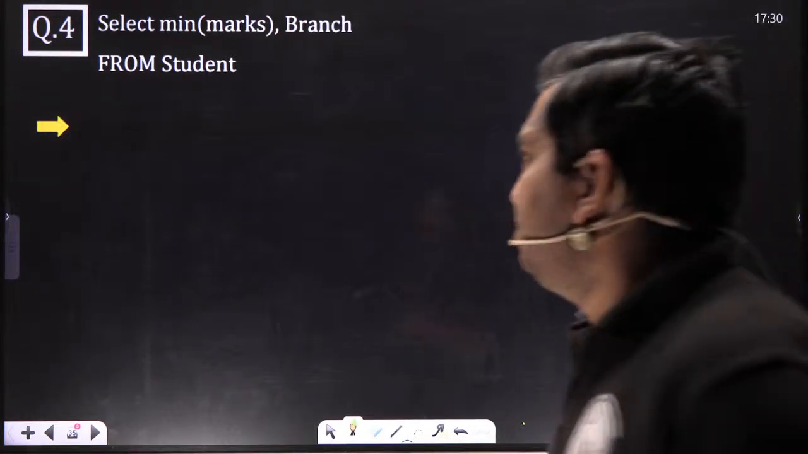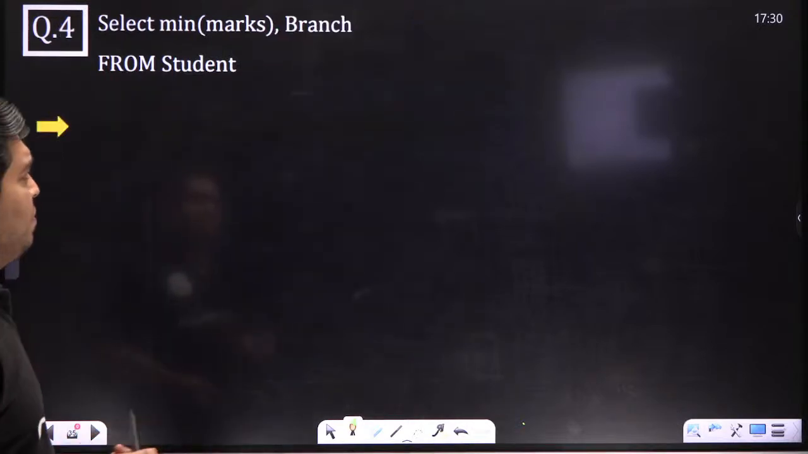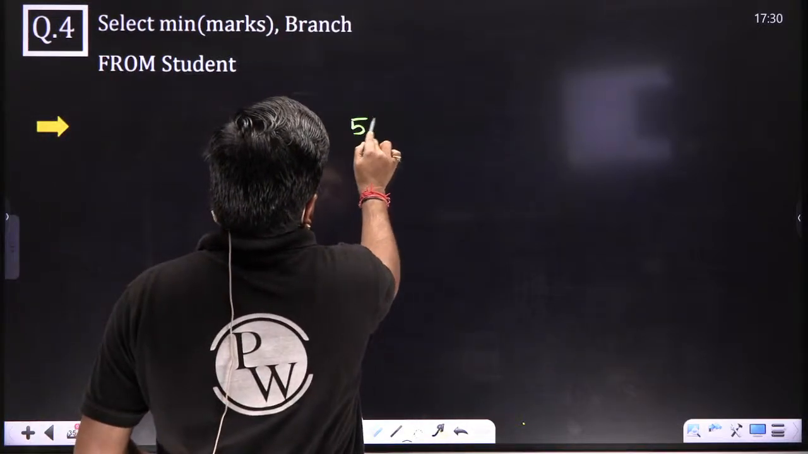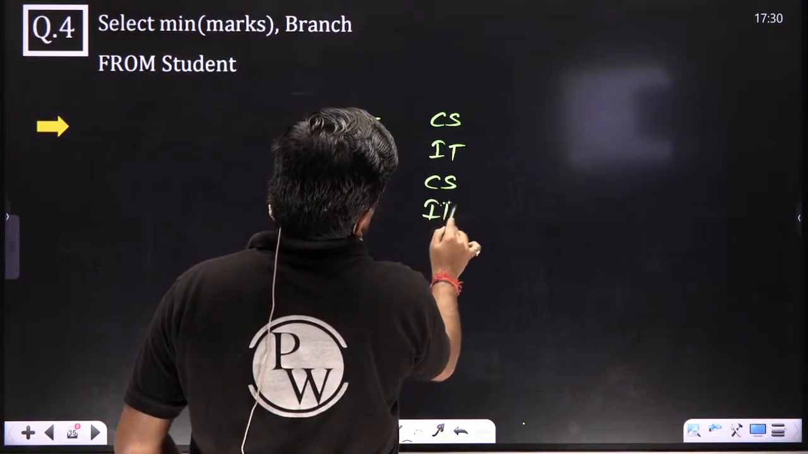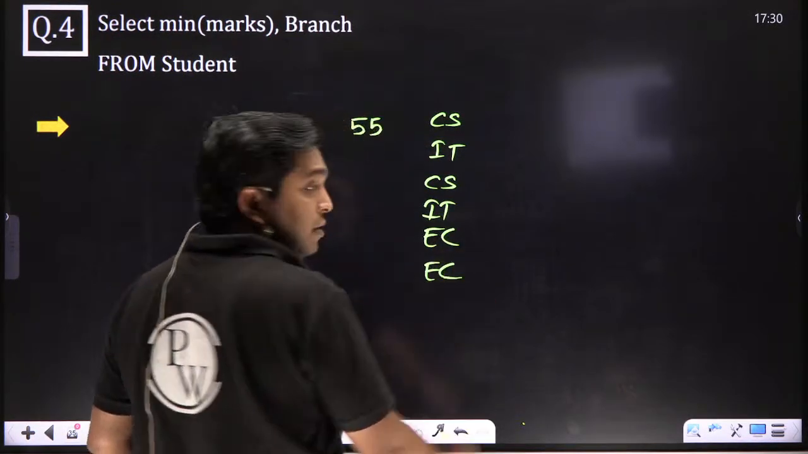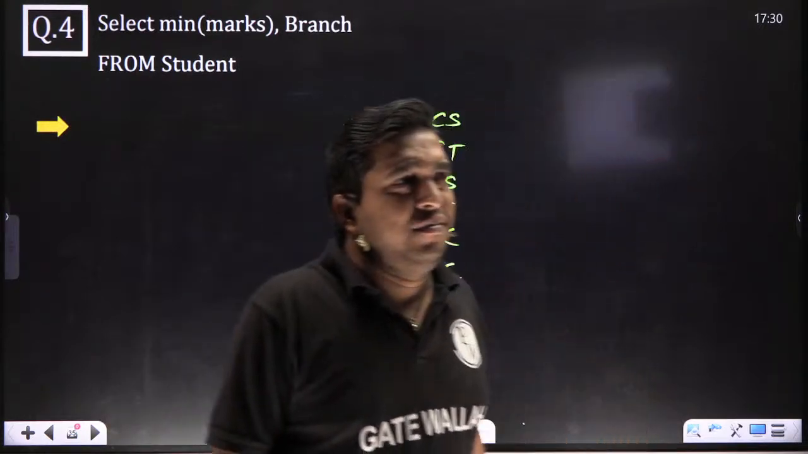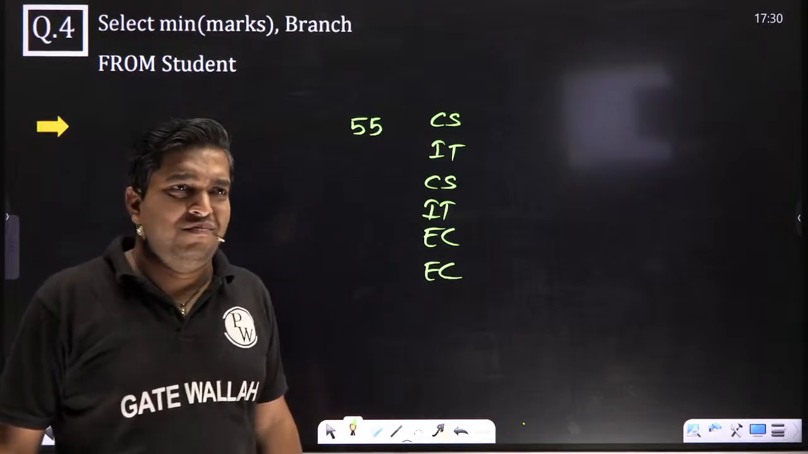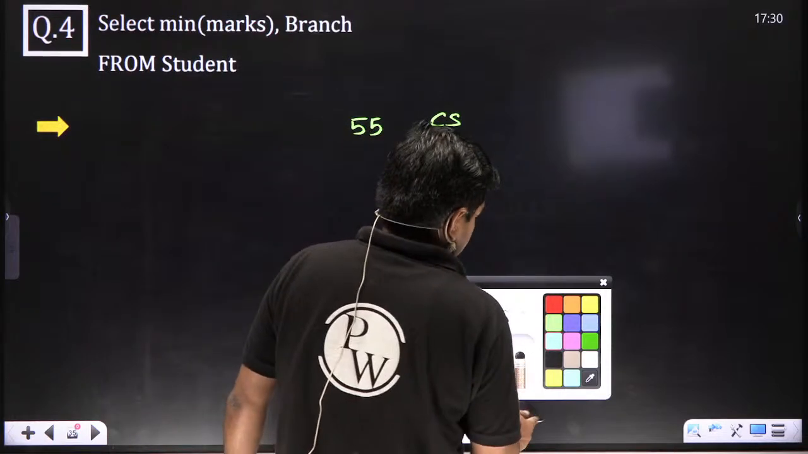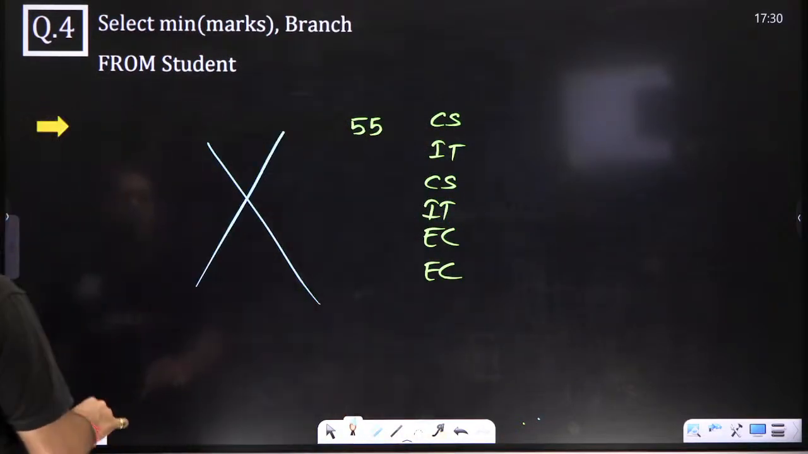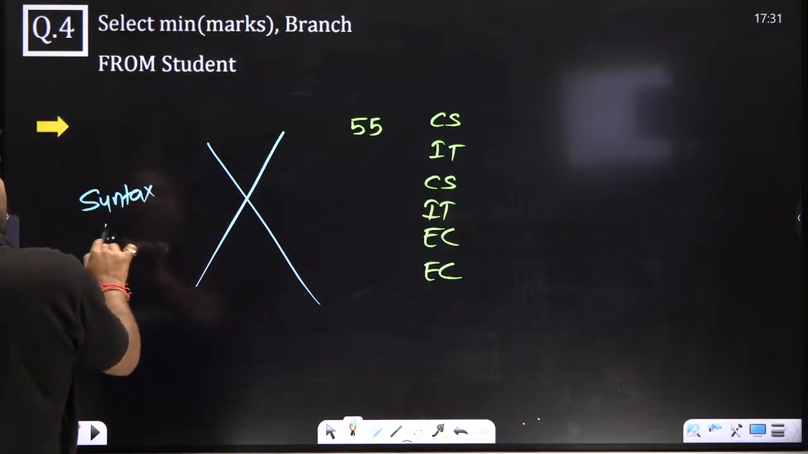Why, Seema? Your minimum marks is 55, yes or no? And branch is CS, IT, CS, IT, EC, EC. Then what is the problem? Group by marks missing. So what is the problem? Such syntax is not allowed. This is an error. Syntax error. This is a syntax error, bacha.